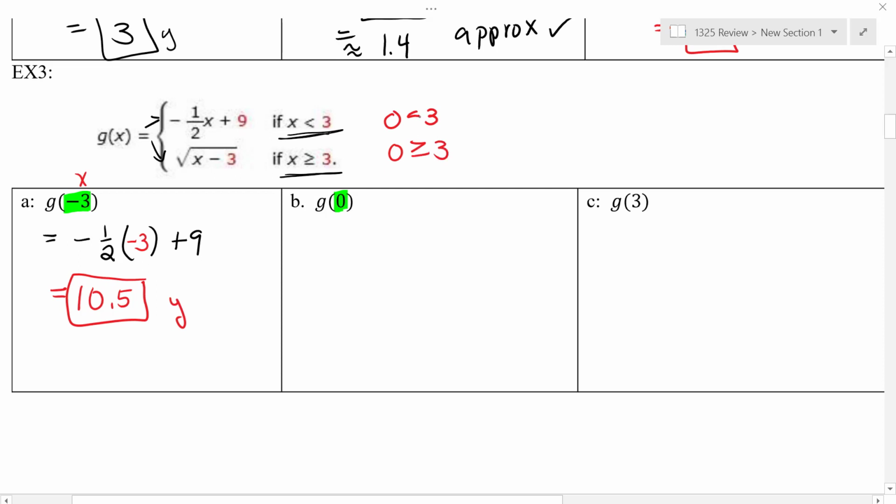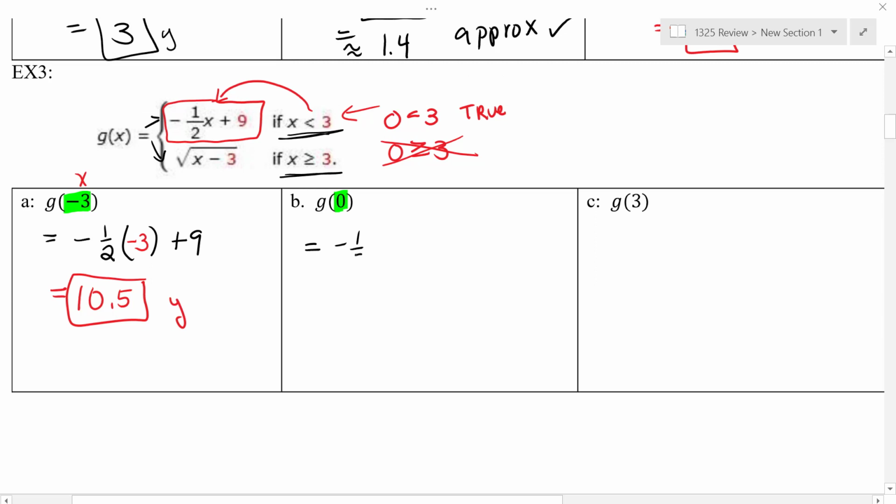Right. 0 is less than 3, so that is a true statement. 0 is not greater than or equal to 3. That's a false statement. So once again, since the top inequality comes back true, that means that I'm using that top equation to calculate g of 0.